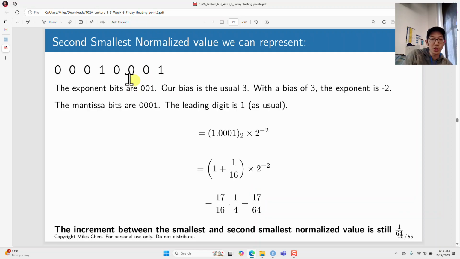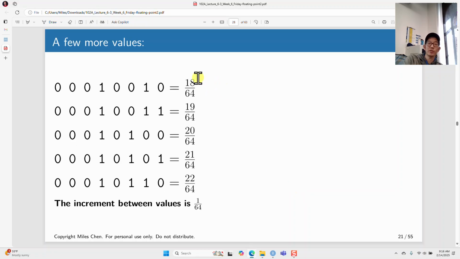17/64. Okay, so here our exponent bits are all 1. My exponent is 2 to the negative 2. Mantissa bits 0, 0, 0, 1. Okay, so this is 1 and this is 1/16. I have 1 plus 1/16 times 2 to the negative 2. So this is 17/16 times 1/4. So this will give me 17/64. And then if I add 1, I keep counting. That will give me 18/64, 19/64, 20/64, 21/64, 22/64. I'm in normalized mode. And we can keep going.